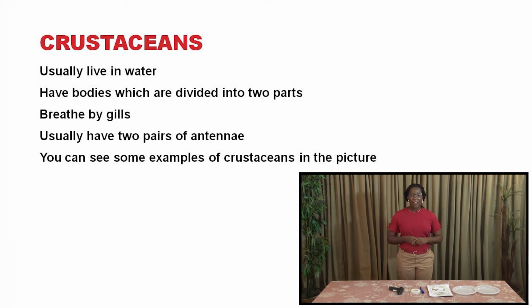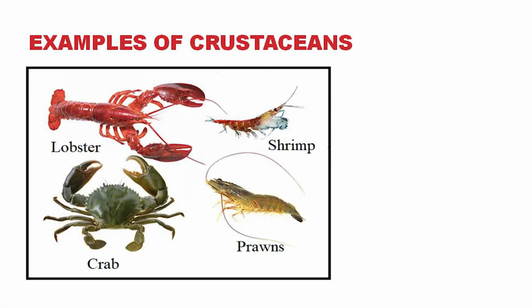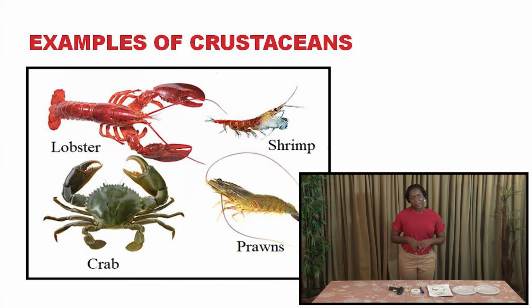Crustaceans usually live in water. They have bodies which are divided into 2 parts. They breathe by gills, and they usually have 2 pairs of antennae. You can see some examples of crustaceans in the picture. Examples of crustaceans are lobster, shrimp, crab, and prawns.